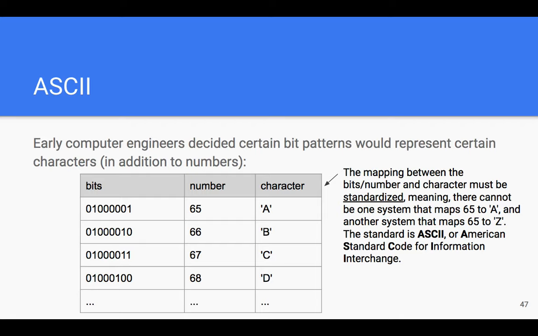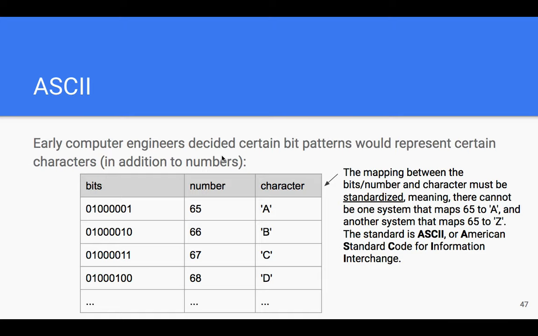So that's where the computer engineers came up with the idea that certain bit patterns would represent characters. Now they can also represent numbers at the same time, but depending on how we want to interpret those bit patterns, they can represent either numbers or letters or characters. So for example, this bit pattern 1 0 0 0 0 0 1, if you know how to convert binary numbers into a decimal number, is the number 65.